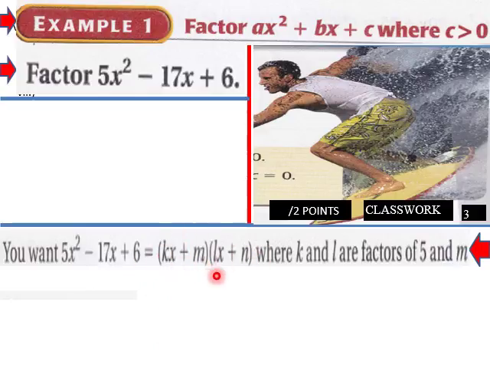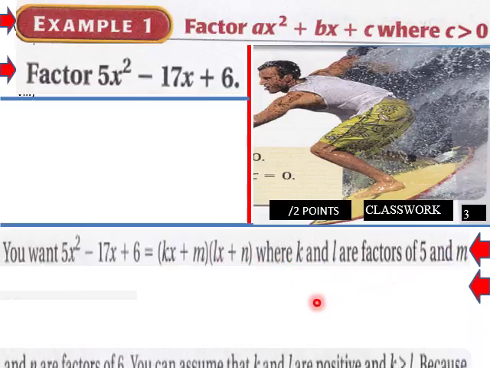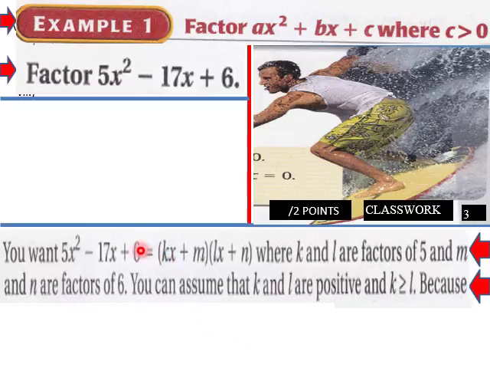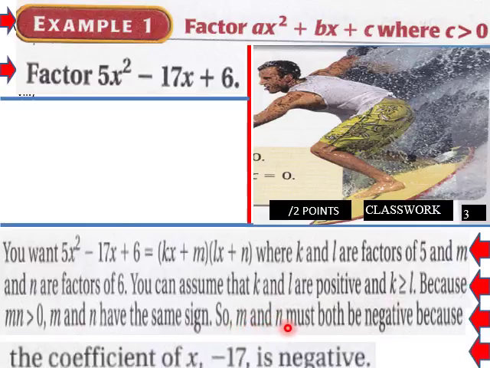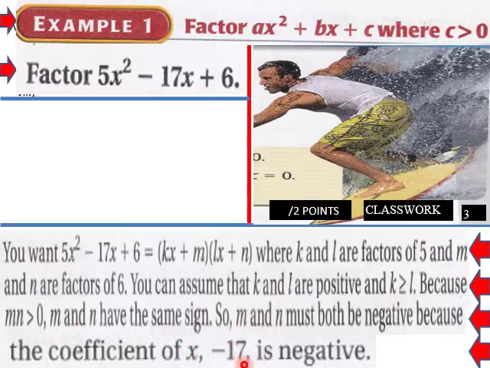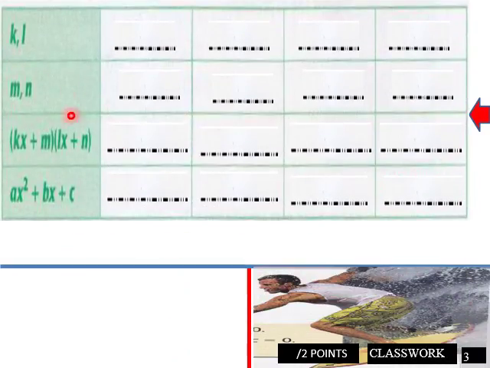So here is our pattern again. Here for factoring our a, k and l are factors of 5 and m and n are factors of 6. You can assume that k and l are positive and k is greater than 1 because m and n is greater than 0. m and n have the same sign, so m and n must both be negative because the coefficient of x is negative 17. So knowing that, we come up with the table here. Here's our fancy table to come up with our k, l, m, and n's.